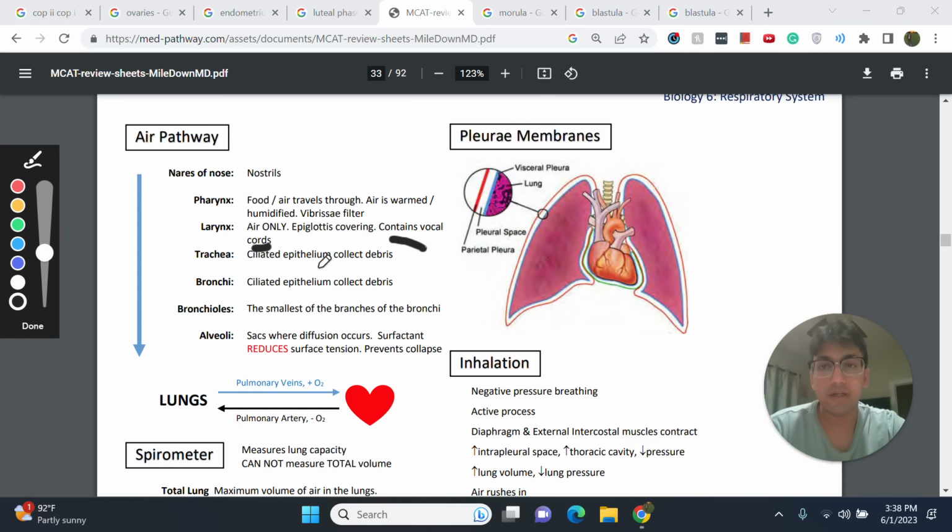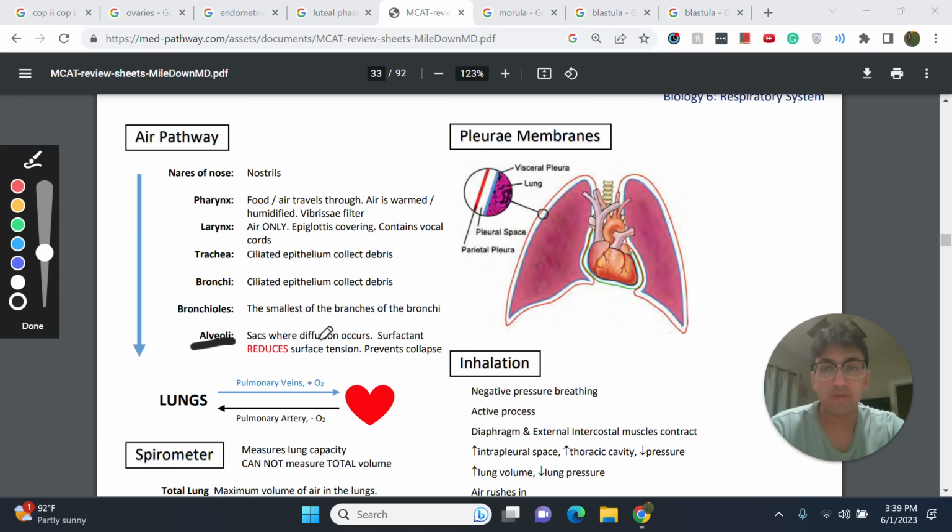Next, we have the trachea, and this consists of ciliated epithelium, and it's collecting all the debris. And then we have the bronchi, and the bronchi is also collecting the debris, but it's important that this is the pathway through which air is passing through, right? Now we get to the bronchioles, which are the smallest branches of the bronchi. And finally, we get to these little things called alveoli, and they're these little sacs in the lung, right? So if you imagine, we have these branches all over, and we keep getting tinier and tinier until we just have these little branches that are connecting off the bronchiole, and these little sacs are called alveoli.